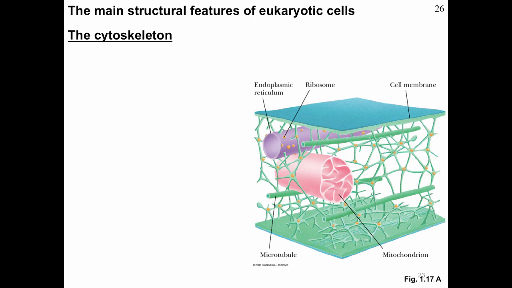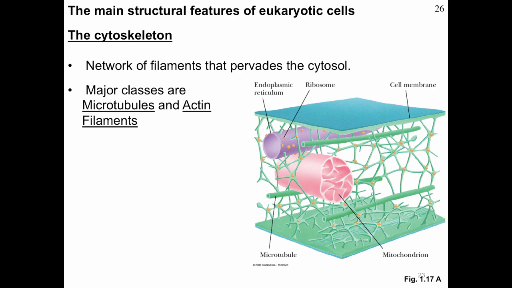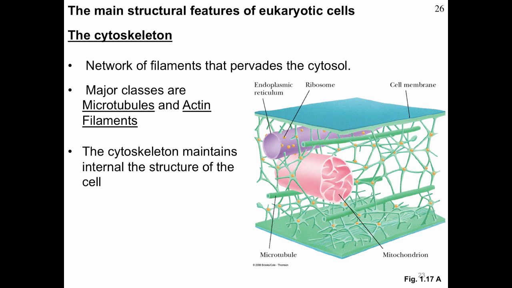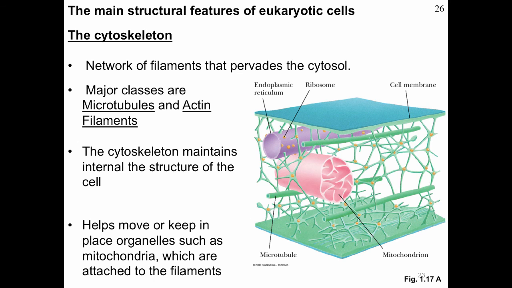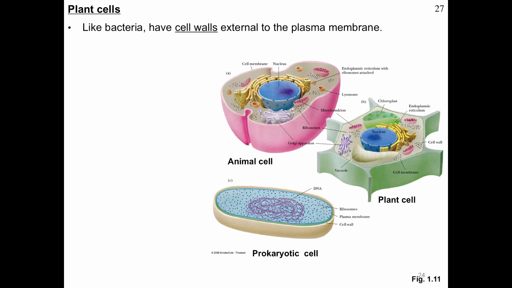Eukaryotic cells contain a cytoskeleton. The cytoskeleton is a network of filaments that pervade the cytosol. Major classes of cytoskeletal proteins include microtubules and actin filaments. The cytoskeleton is like a human skeleton in that it maintains the internal structure of the cell. It helps to move or keep organelles in place, such as mitochondria, which are attached to the actin and microtubule filaments. Plant cells, like bacteria, have cell walls external to the plasma membrane.